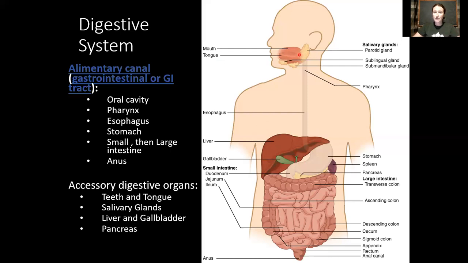And so the teeth and the tongue, the extrinsic salivary glands, the liver and the gallbladder, as well as the pancreas, are very important in the digestive system. Okay, and so before we elaborate on these different organs, I do want to remind you that there is a difference between different types of secretions, endocrine versus exocrine.